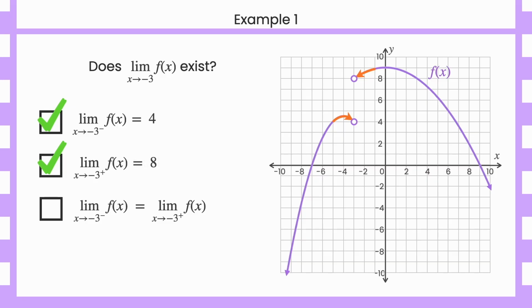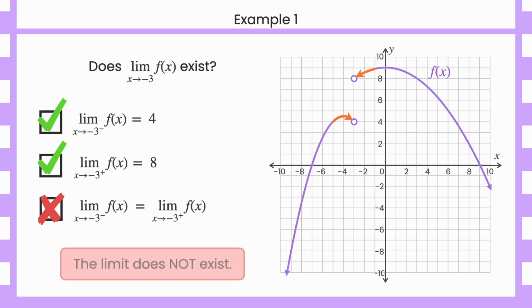So our final criterion is whether those two limits are the same. Well, one is 4 and the other is 8, so they are not equal. Because one of the conditions was not met, the limit does not exist.